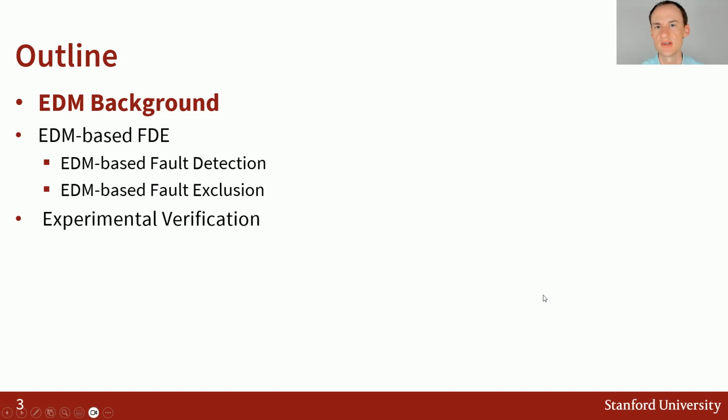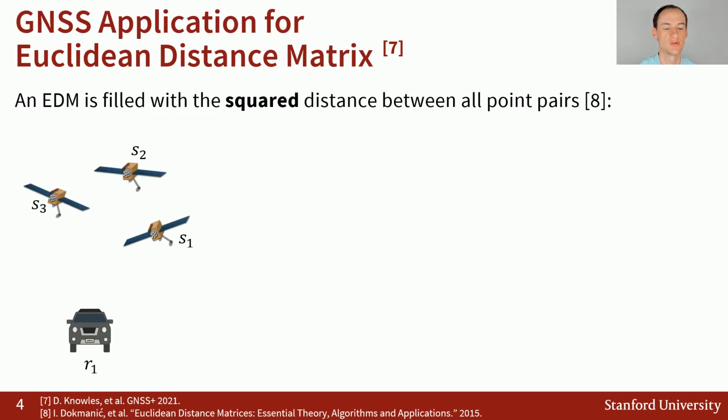So in this presentation, I'll start by giving a brief background on Euclidean distance matrices. I'll explain how we can use those matrices for fault detection and exclusion, and then I'll share some experimental validation. First of all, 2 years ago, I presented a work on how you can apply Euclidean distance matrices to the GNSS navigation problem.